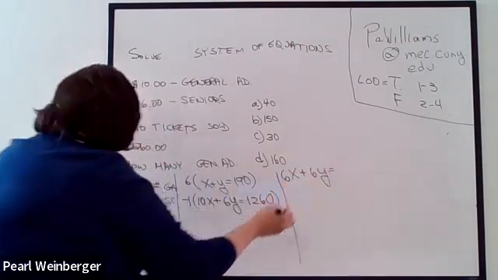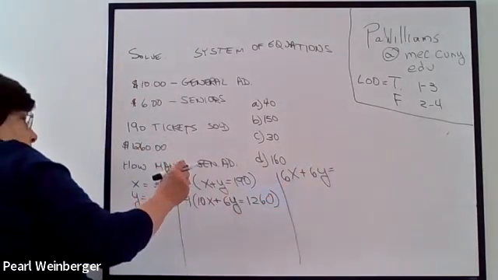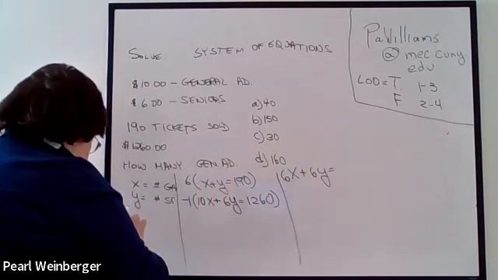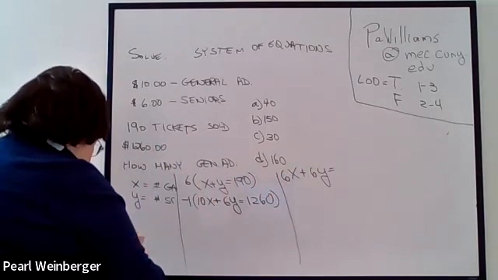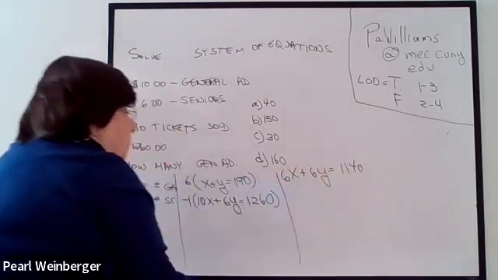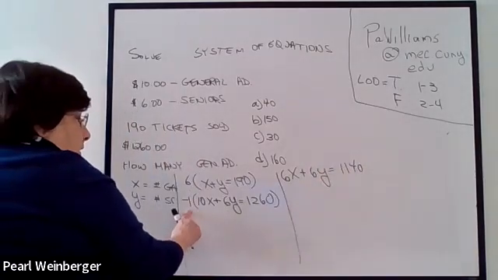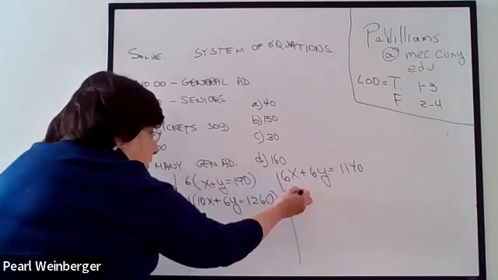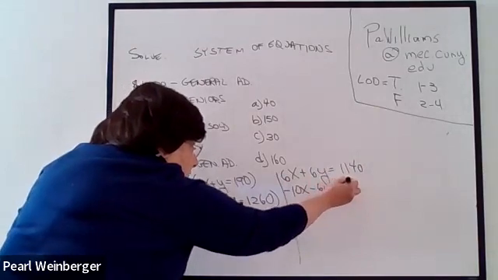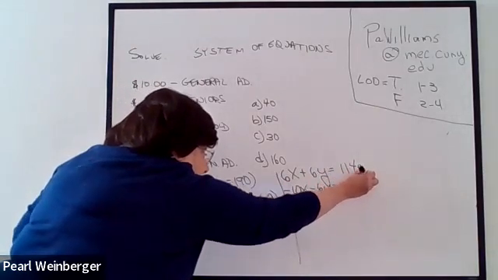Okay, now I'm going to take a calculator and multiply 6 times 190, which gives me 1140. Multiplying the bottom equation by -1, I get negative 10x minus 6y equals negative 1260.